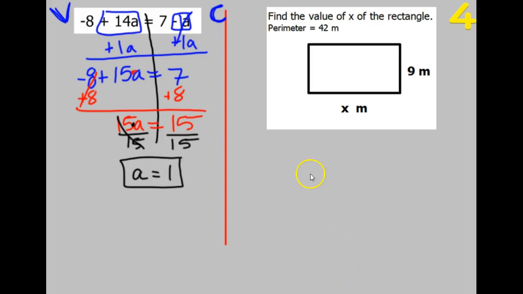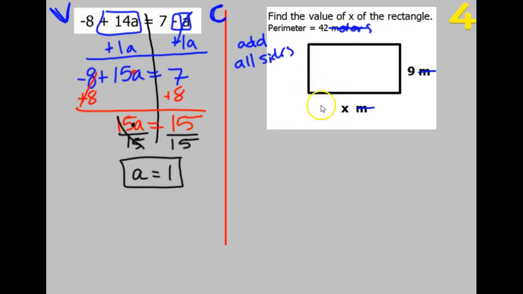Now we did a couple like this the other day, maybe a week ago now. It says find the value of x. The perimeter is 42. It's not m, this is really meters. And we're not going to include that when we solve our problem. We'll just attach that to our answer at the end. So perimeter means we're going to add all the sides up.